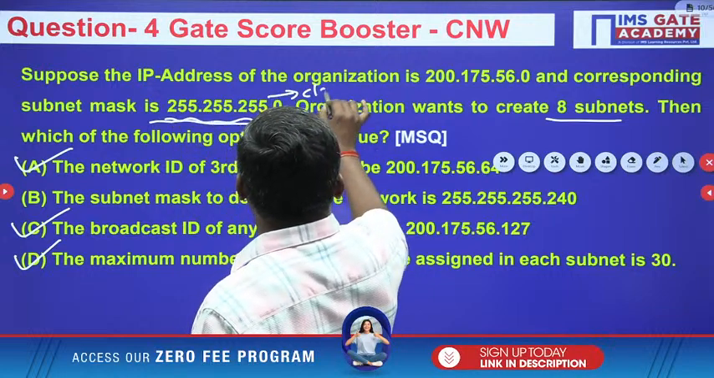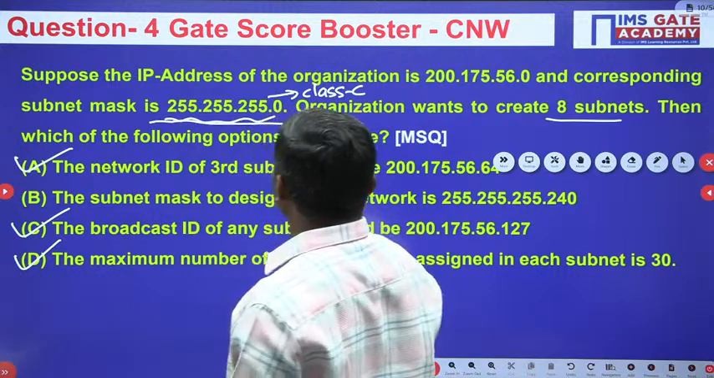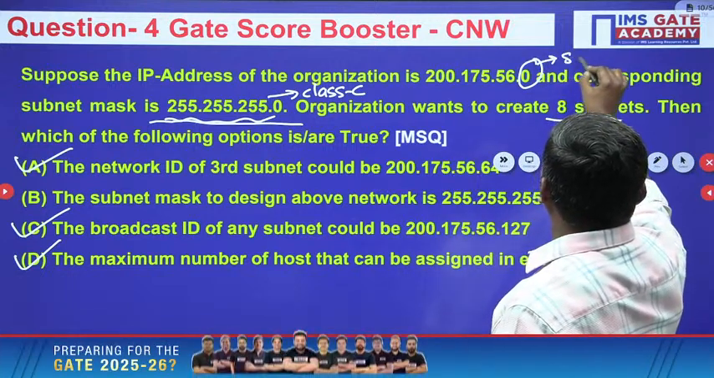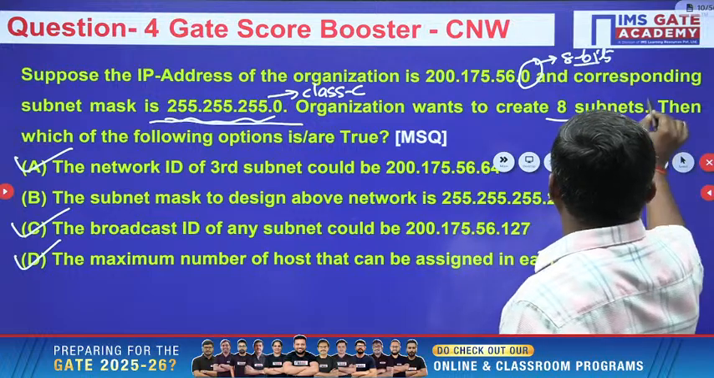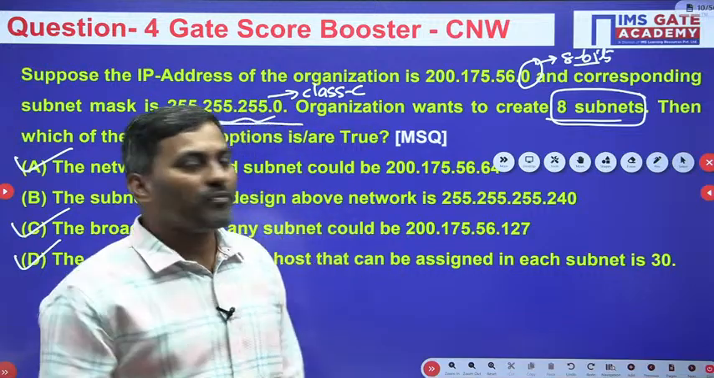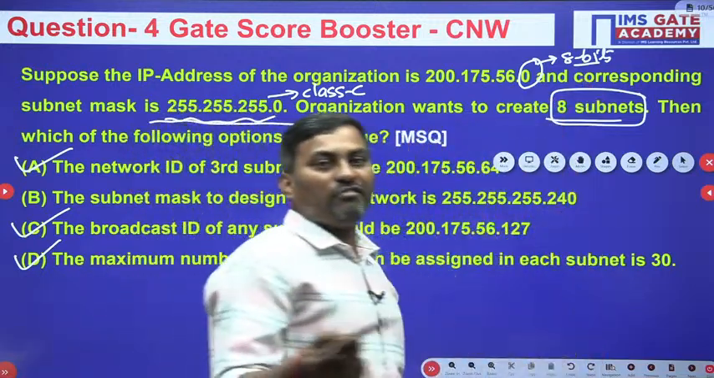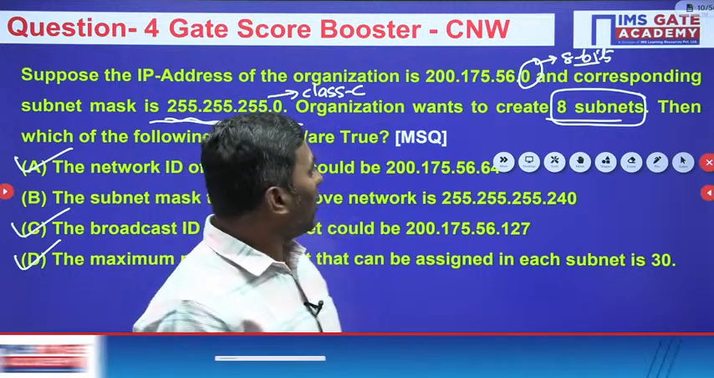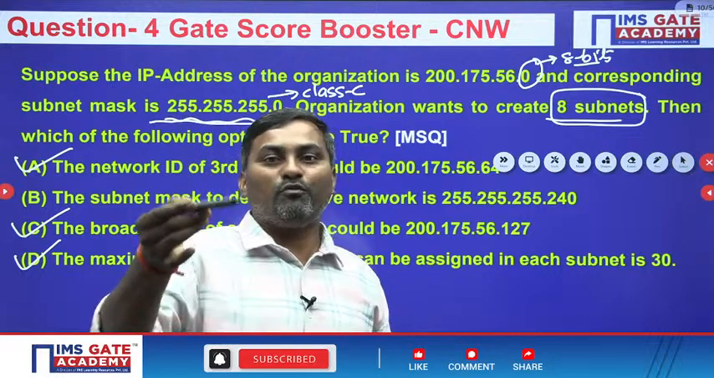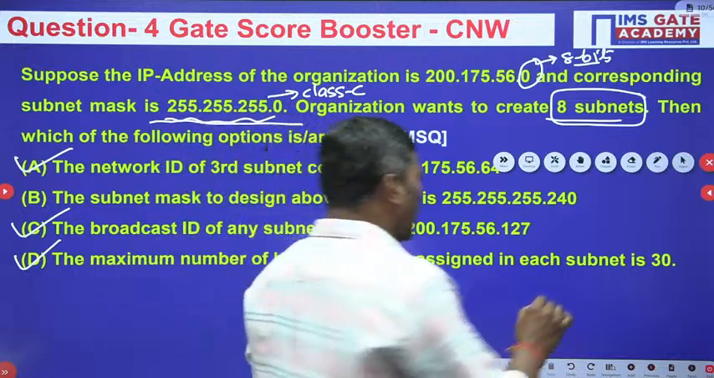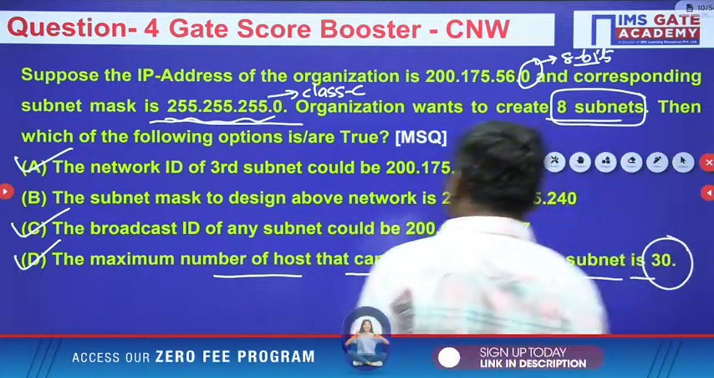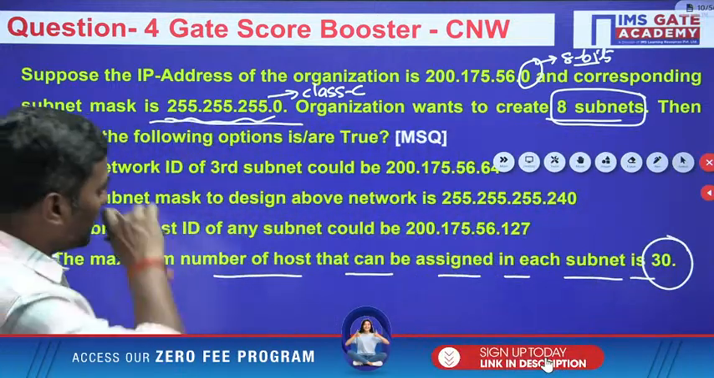Looking at the subnet mask, it is the default subnet mask for a Class C network. Class C means the host ID has 8 bits. We have to make 8 subnets, which means 3 bits need to be borrowed. Out of 8 bits, if you borrow 3, the leftover host ID bits are 5. With 5 bits, the number of hosts possible is 2 power 5, 32, minus 2, 30. So the maximum number of hosts that can be assigned in each subnet is 30. That is 100% right.